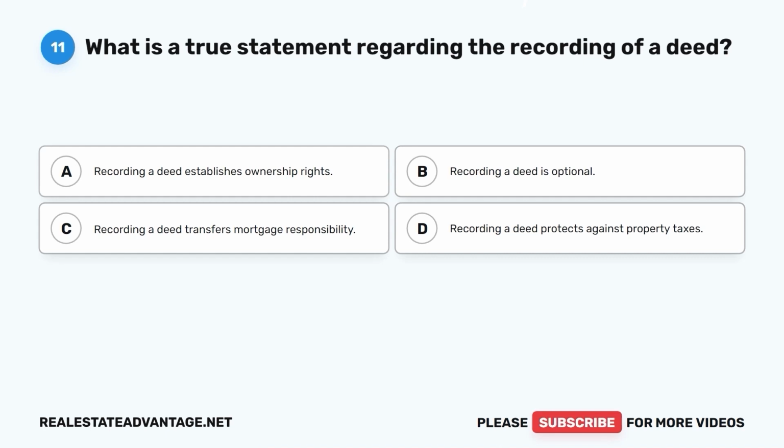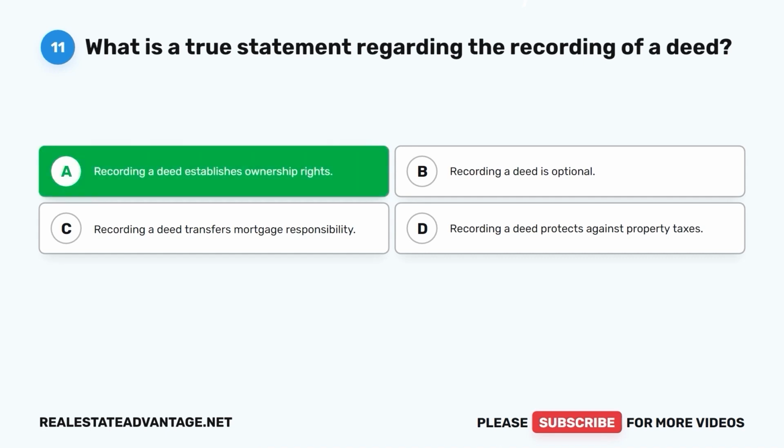Question 11. What is a true statement regarding the recording of a deed? A. Recording a deed establishes ownership rights. B. Recording a deed is optional. C. Recording a deed transfers mortgage responsibility. D. Recording a deed protects against property taxes. The correct answer is A.